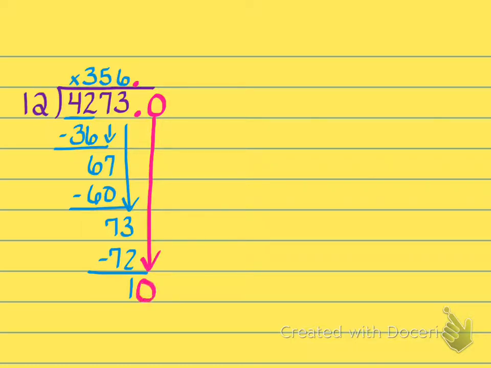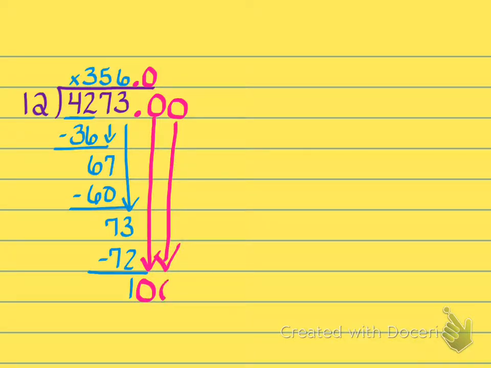and I get a 0 here. So now I have the number 10 at the bottom. How many times does 12 go into 10? It doesn't. It goes into it 0 times. So I write a 0 up here. Now I need to add another 0 in my dividend. Bring it down.